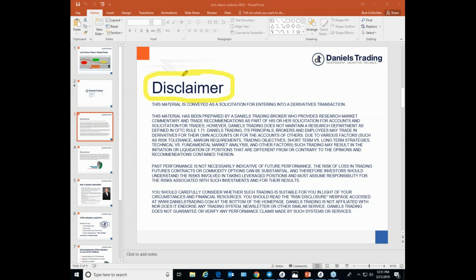Not only that, the funds that you are putting in a trading account should be risk capital. That means it should be money that you can afford to lose and not change your lifestyle. Okay, so that's what that means in a nutshell.